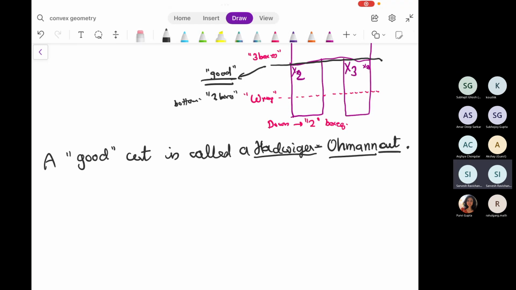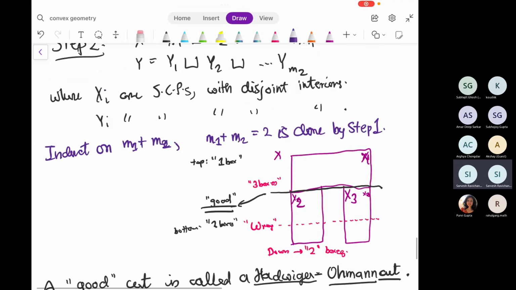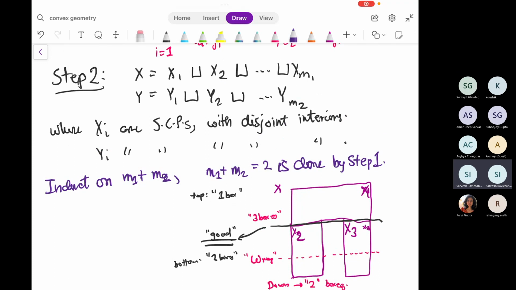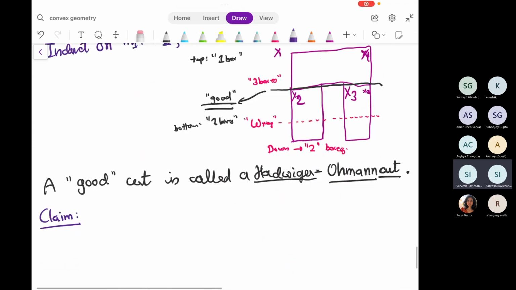So now we will make the claim. The claim is that there always is a Hadwiger Ohmann cut, but we of course need to be more rigorous. So what is the rigorous statement? The rigorous statement is the following. We know that X is a union of X1, X2 up to XM1. The particular quantity that we're concerned with is cutting down on M1.